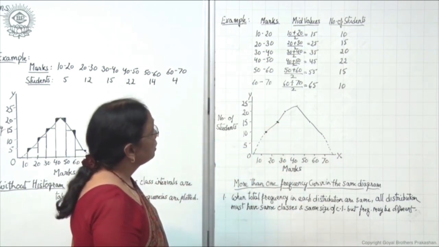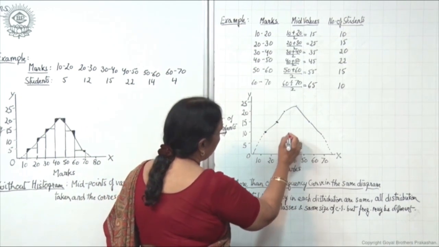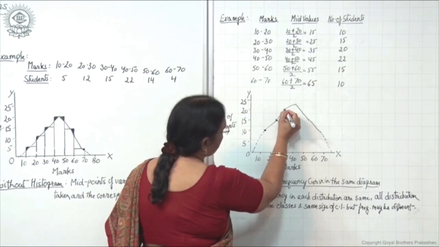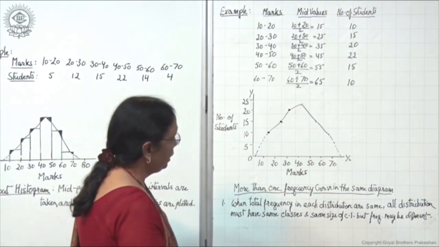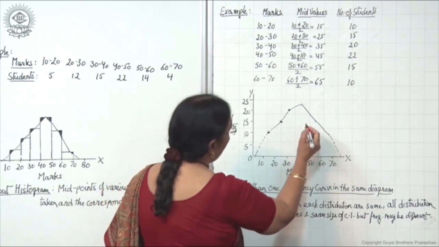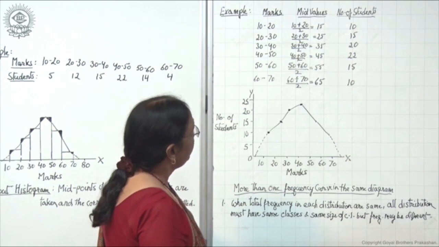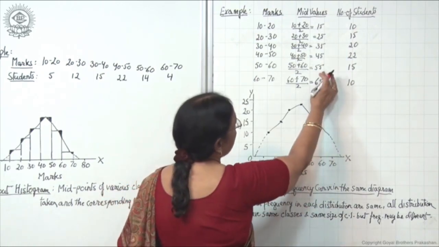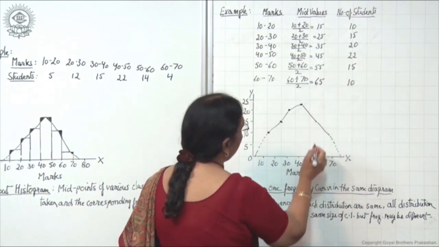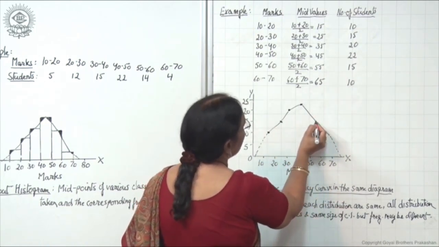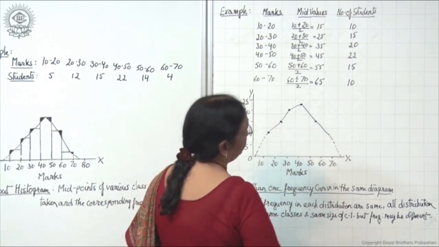Third is 35 and 20, 35 is here in between and 20 is here, so this is the third point. Then 40 to 50, midpoint 45 and frequency 22, so this is another point. And then 50 to 60, frequency midpoint is 55 here and frequency is 15. So plot the point here, taking 55 here and 15 here.